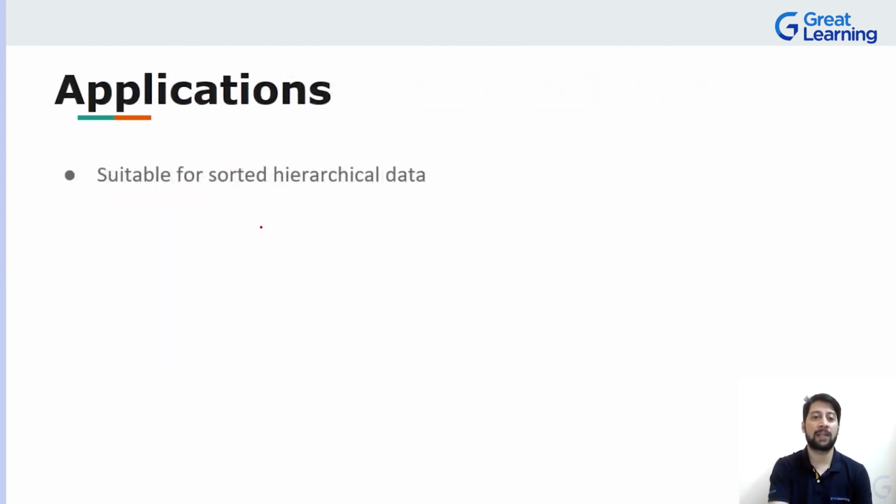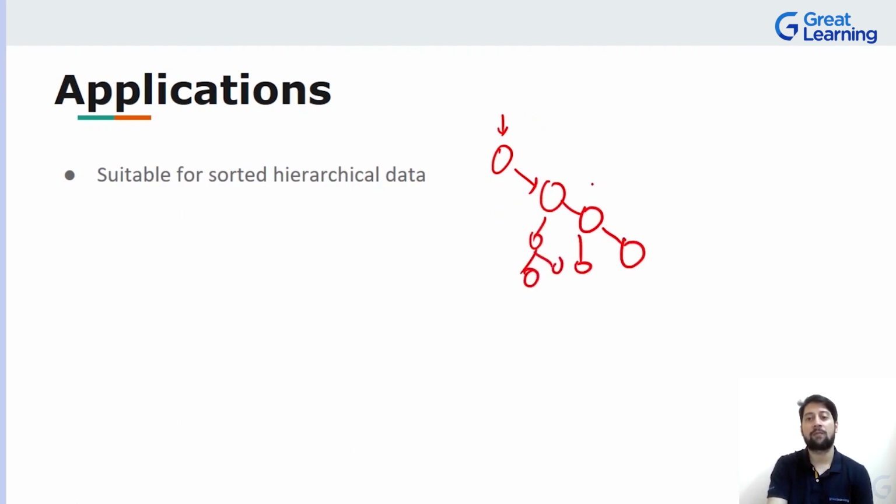Now let's talk about the application. It is suitable for applications which require sorted hierarchical data. Let's suppose you have some data and you want to store them in such a way that always you want your elements that are greater than the root on the right hand side, right? You want them on the right hand side, and for the elements which are less than this root, you want them on the left hand side. Okay, so that you can easily neglect.